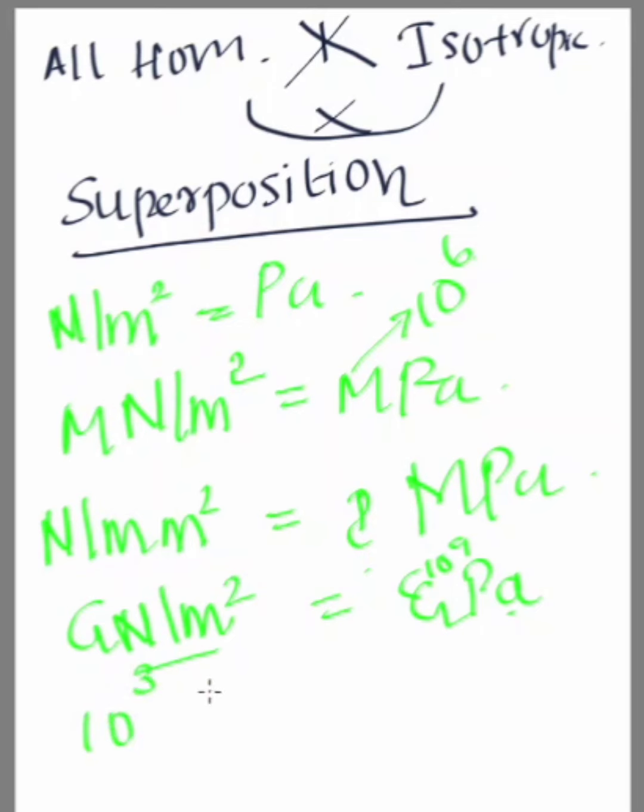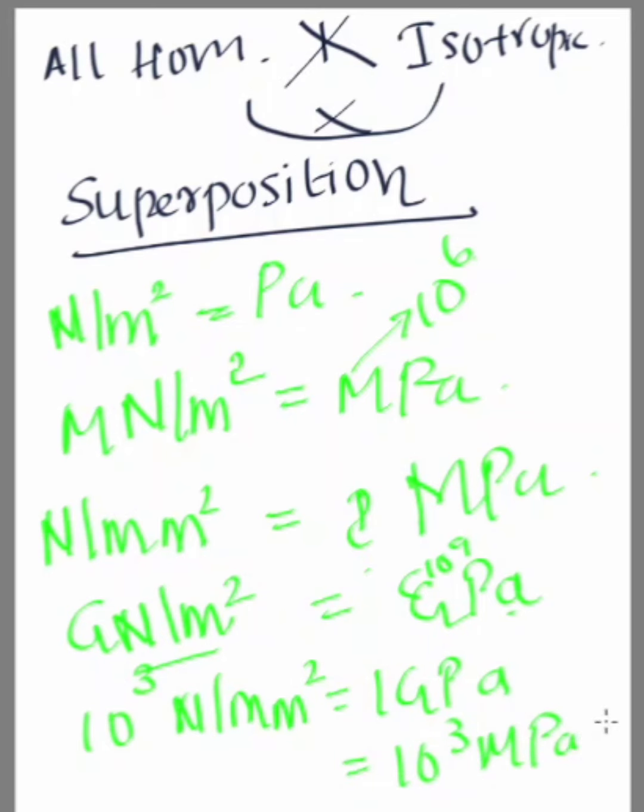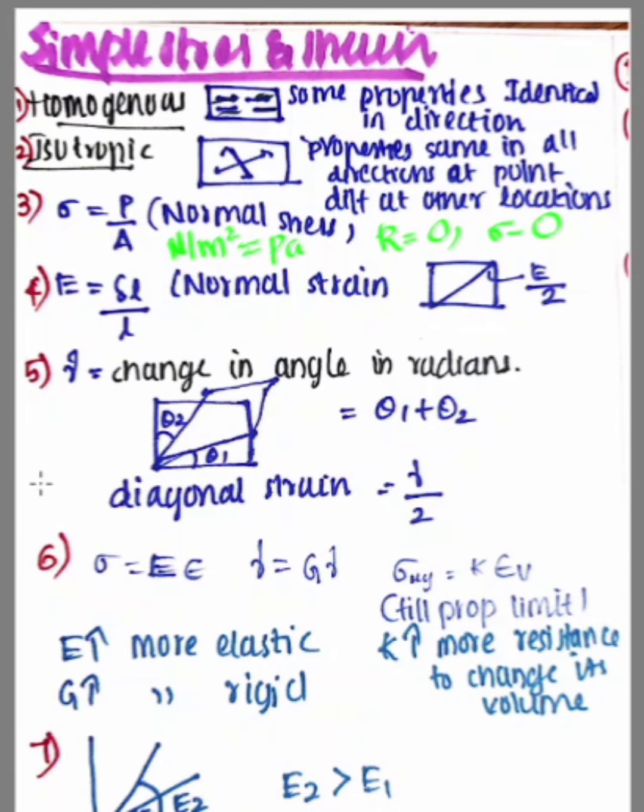Okay. Next, 10 raised to 3 Newton per mm square equals 1 gigapascal, or you can write this as 10 raised to 3 megapascal. And I have already mentioned what stress is. Stress is nothing but the resisting force per area, that is P by A. So this is for the normal load.